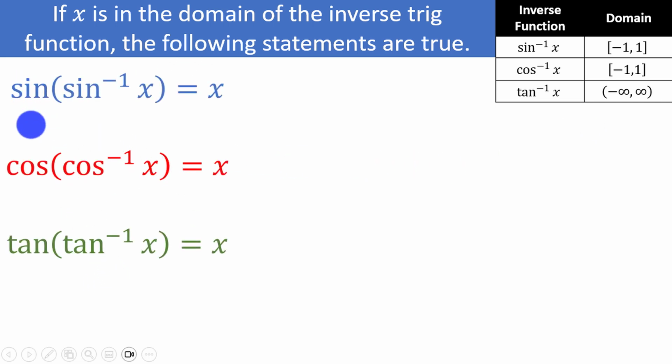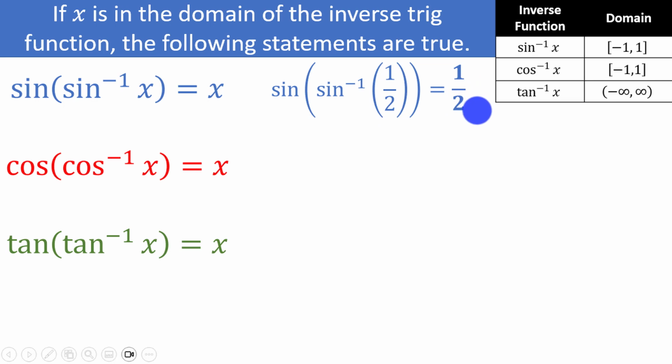So if you take sine of the inverse sine of x, your answer will just be x, assuming that x is between negative 1 and 1. Same thing for cosine, and for tangent, it really applies to any number as long as it's a real number. The tangent of the inverse tangent of x is just going to be equal to x. So for example, sine of the inverse sine of 1/2 is just going to be equal to 1/2.